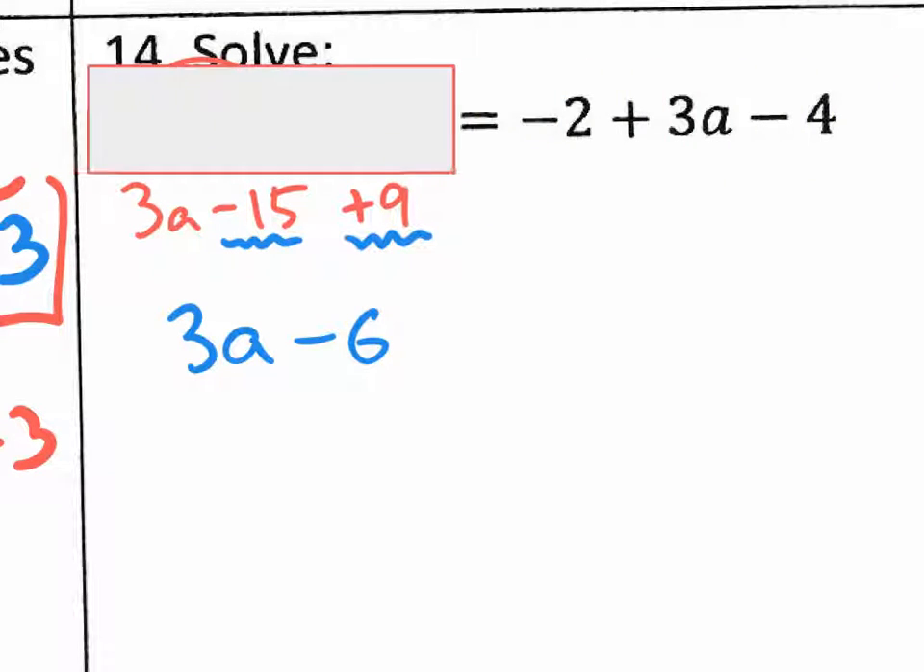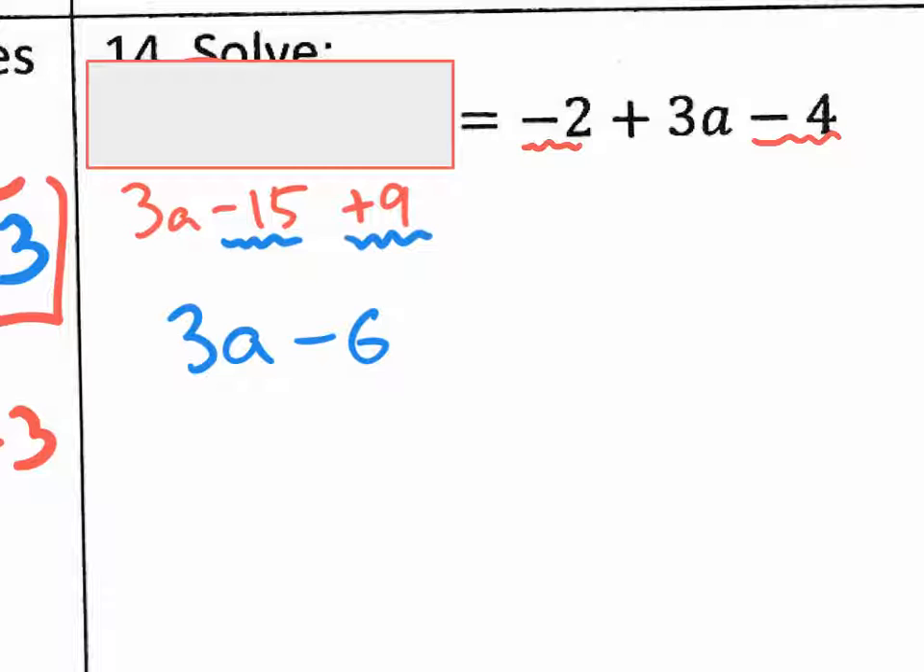Now let's look at the right side. On the right side, is there any distributed property? Is there any combining like terms? Yes, so let's combine like terms. There is no distributed property. So we have negative 2 minus 4. What's negative 2 minus 4? Negative 6. So what do I have on the right side of this equal sign? What do I have? 3a minus 6.